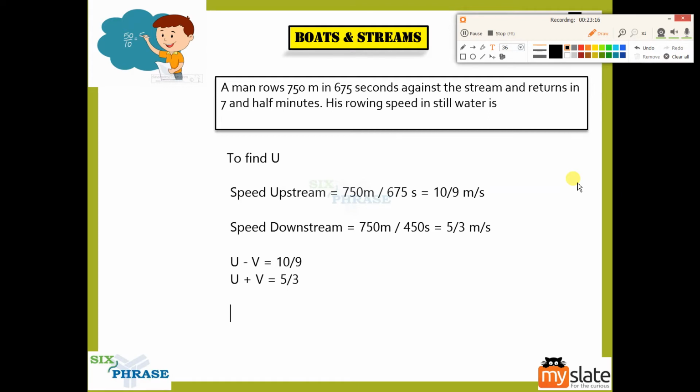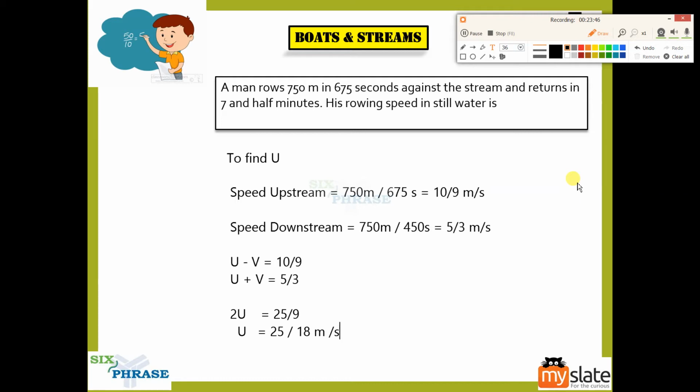If you add them, you will get 2u is equal to 10 by 9 plus 5 by 3, which will be 25 by 9 meters per second. And this is 2u, so u will be equal to 25 by 18. This is meters per second, right? 25 by 18 is meters per second, guys.